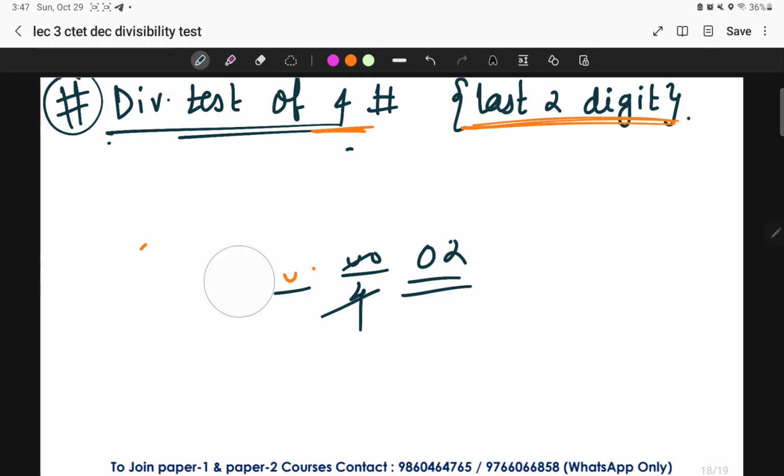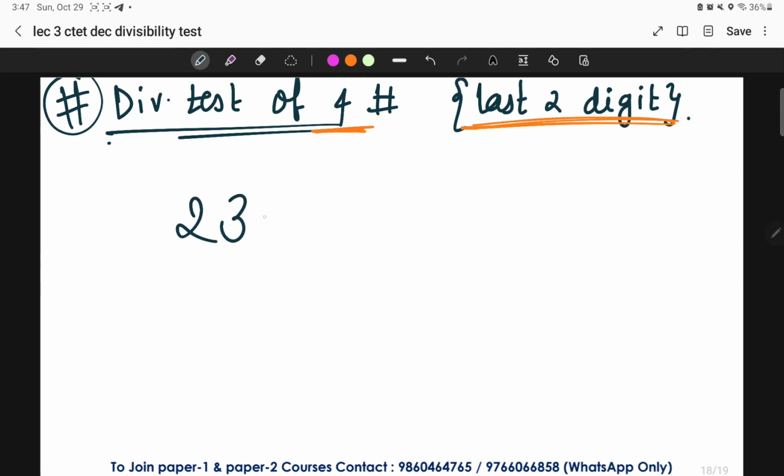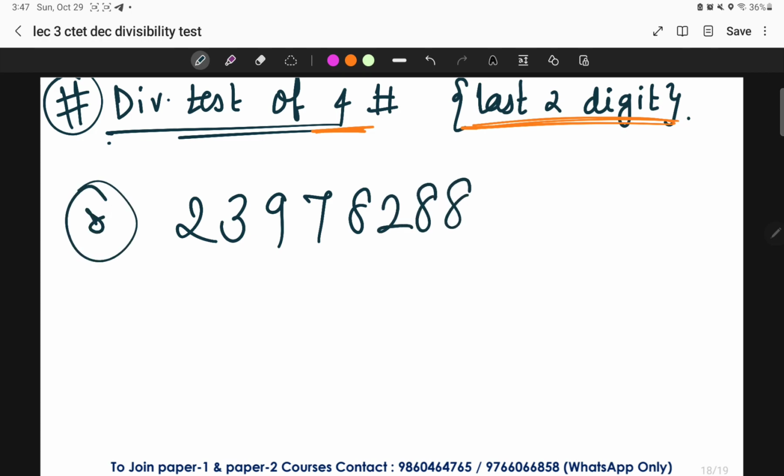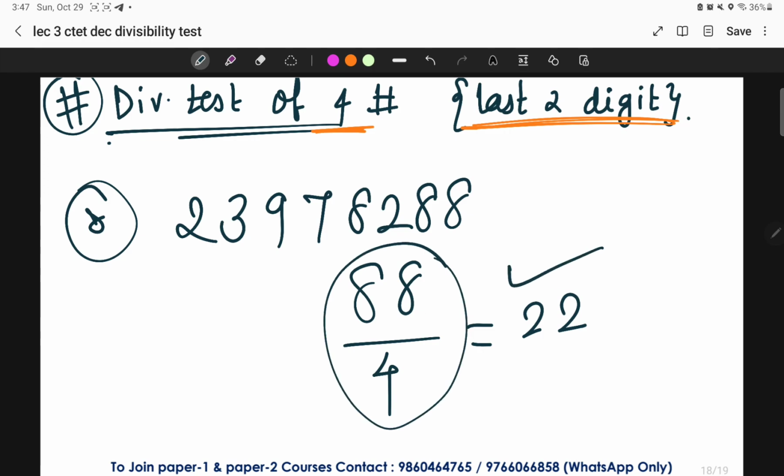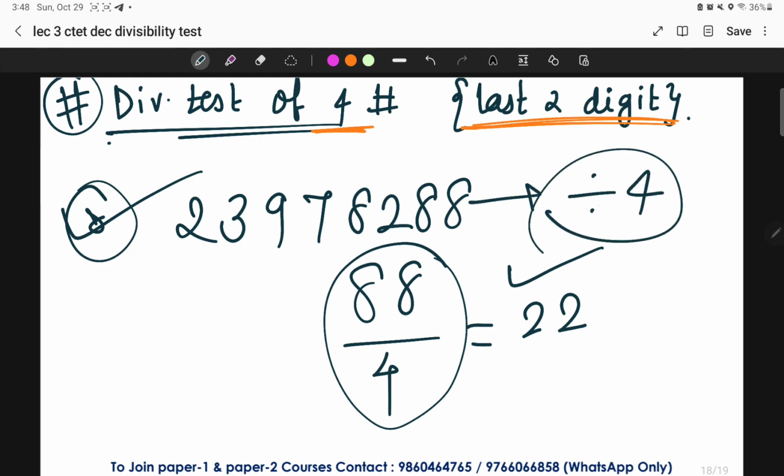If I take a few more examples, like 23978288, to check whether this number is divisible by 4 or not, I'll just check the last 2 digits. What are the last 2 digits? 88. Divide this 88 by 4. This is divisible, and gives me 22. So if the last 2 digits are divisible by 4, it means the complete number is also divisible by 4. Got it? This is the rule. We compulsorily have to check only the last 2 digits. If those are divisible, the complete number is divisible by 4.